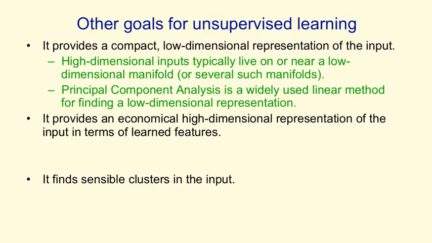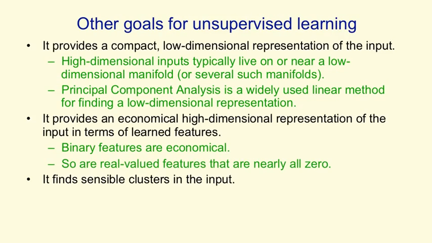Another goal for unsupervised learning is to provide an economical representation for the input in terms of learned features. If, for example, we can represent the input in terms of binary features, that's typically economical because it only takes one bit to say the state of a binary feature. Alternatively, we could use a large number of real-valued features, but insist that for each input, almost all of those features are exactly 0. In that case, for each input, we only need to represent a few real numbers, and that's economical.